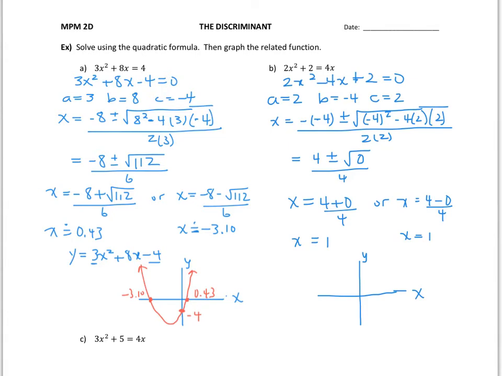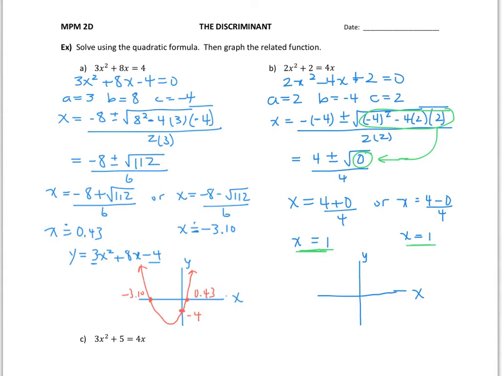All right, for part B here, I rearranged and then used my quadratic formula. The kind of cool thing with this one is that we ended up with a 0 under the square root sign. So this b squared minus 4ac had a value of 0 here, which resulted in just one actual x-intercept. I got my two answers here, but my two answers are the same answer. So there's only one x-intercept.